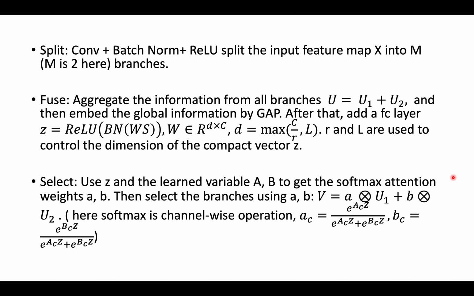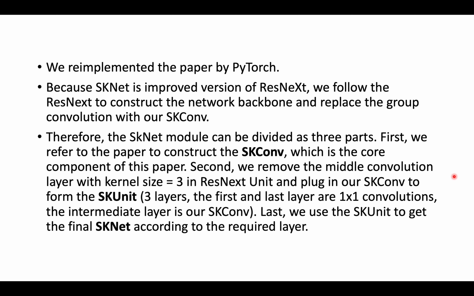And here we go to the second section. How do we re-implement the paper? We use PyTorch to do that, and because SKNet is the improved version of ResNext, we refer to the official code of ResNext and replace all the group convolution with our re-implemented skconv. Therefore, our implementation can be divided into 3 parts: skconv, skunit, and SKNet.